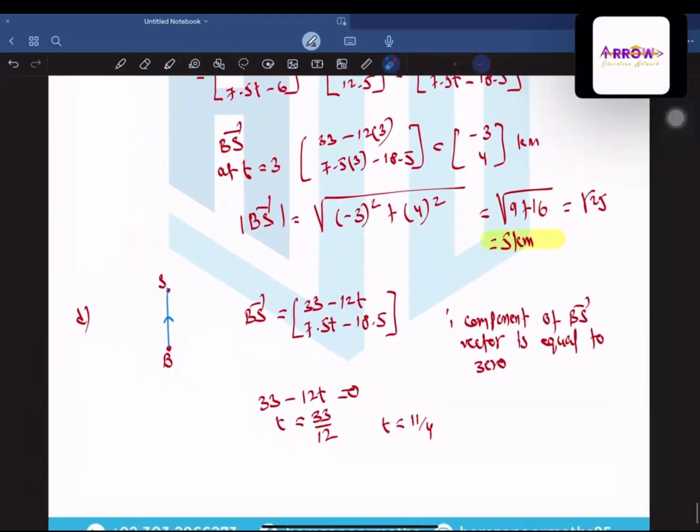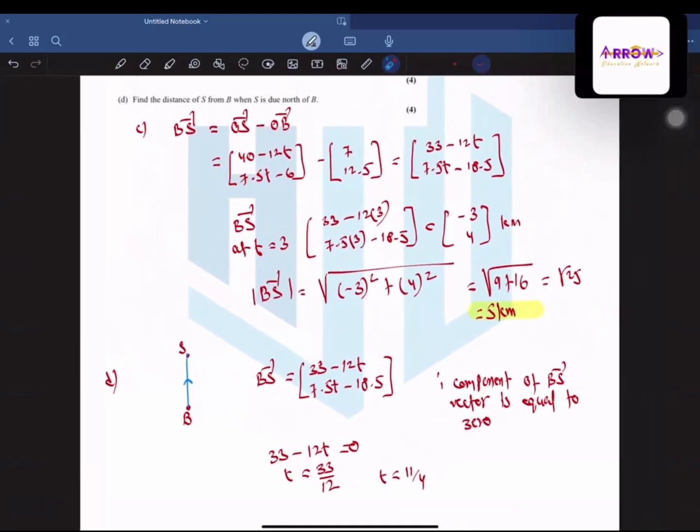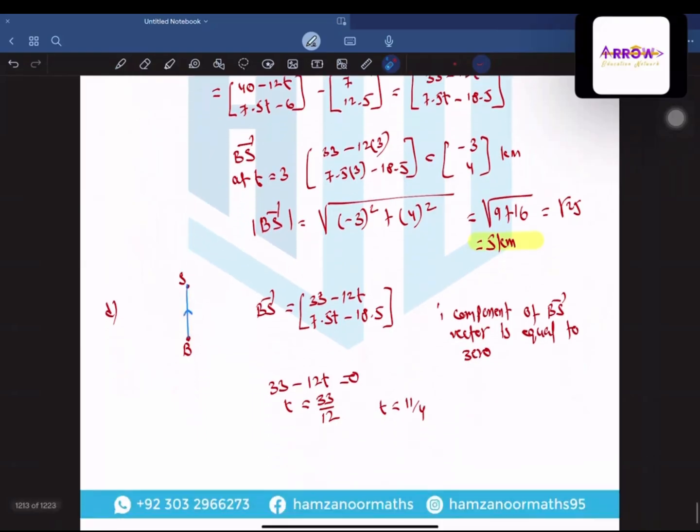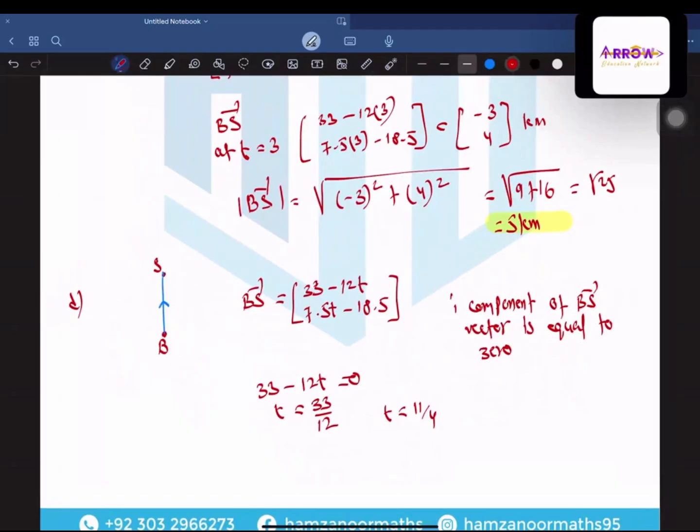Because the ship is due north of point B. All right. Whatever the j component value will be for this BS vector, that will be the required distance, which is the vertical distance over here. So just substitute this value of t into the j component. So 7.5 times 11 over 4 minus 18.5. Okay, let me write it properly. All right, so we have substituted t is equal to 11 over 4 into the j component. So 7.5 multiplied by 11 over 4 minus 18.5.